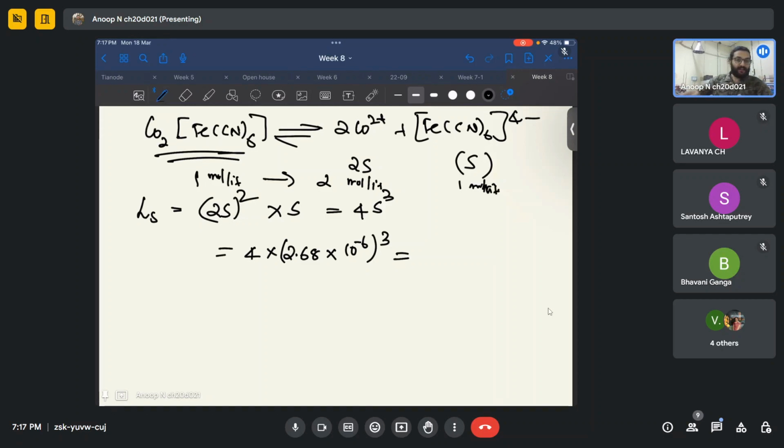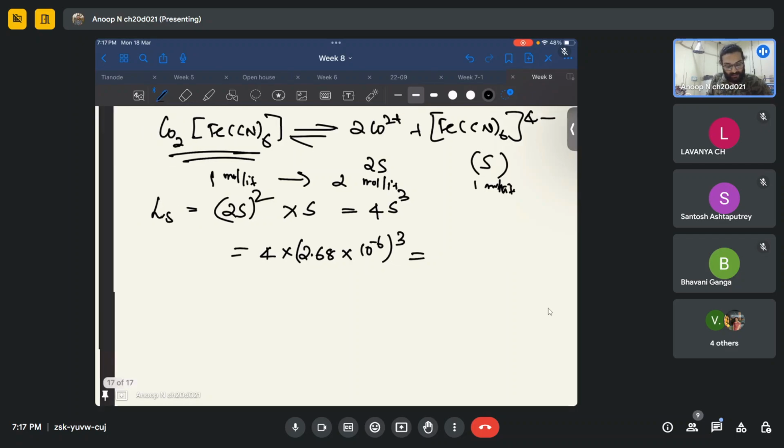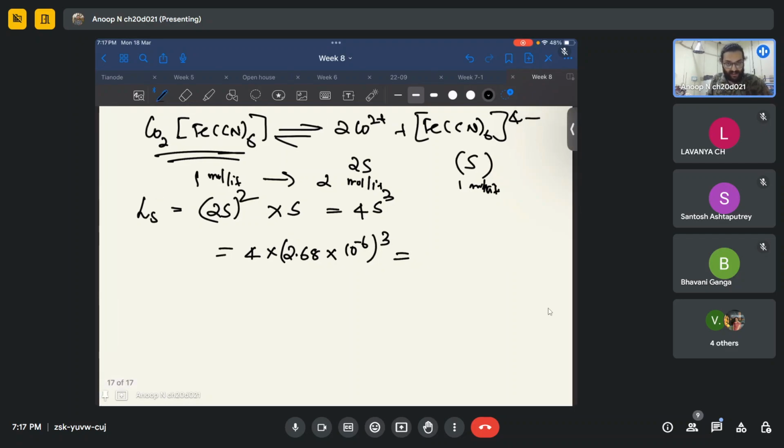So how will you write the rate equation? It's similar. So concentration raised to the stoichiometric coefficient. If we have 2s here and s here, you have to write 2s square into s. So it will come 4s cube. Simply the concentration.